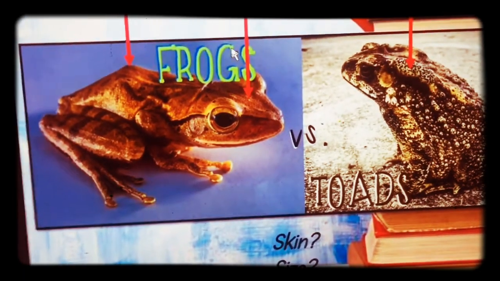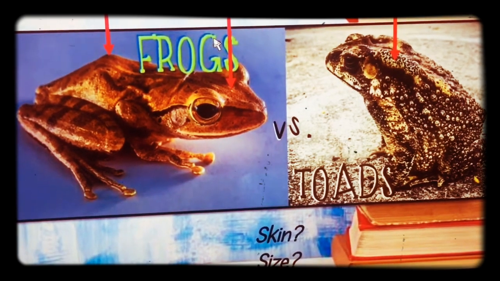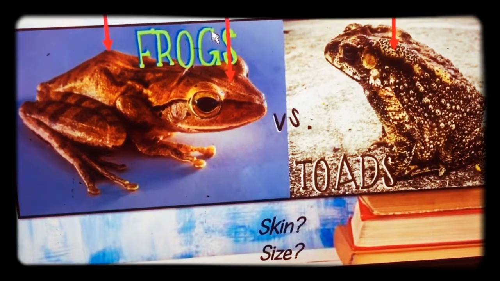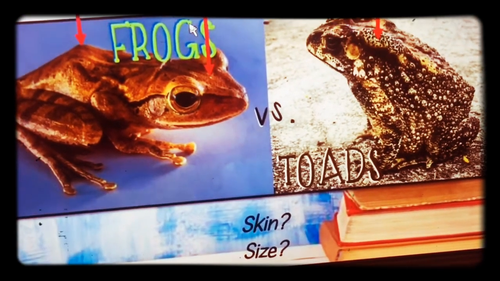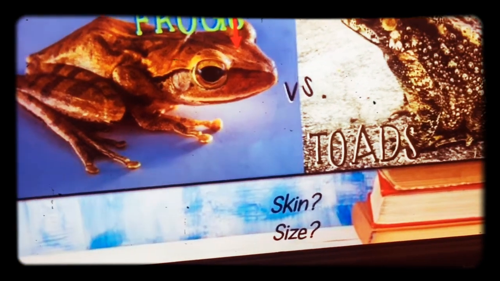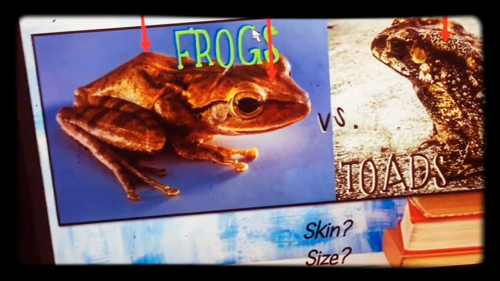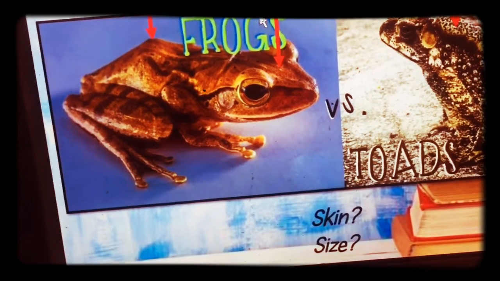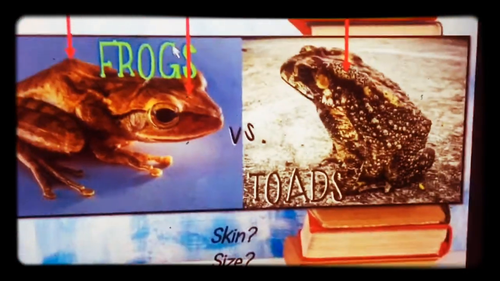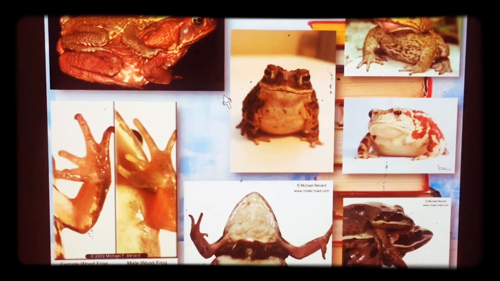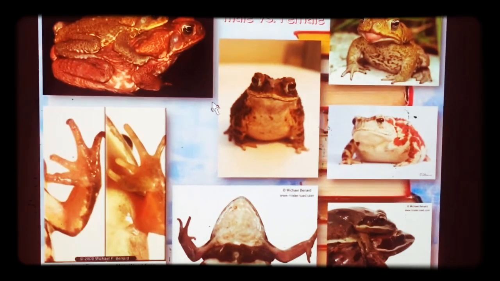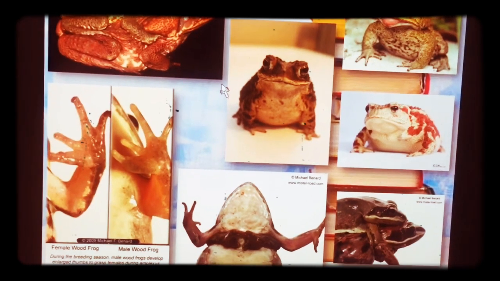Okay, so to compare frogs and toads, frogs are moist and slimy, whilst toads are dry and bumpy, skin-wise. And frogs have hind legs that are longer and bigger than their head and body combined, while toads are smaller in comparison.